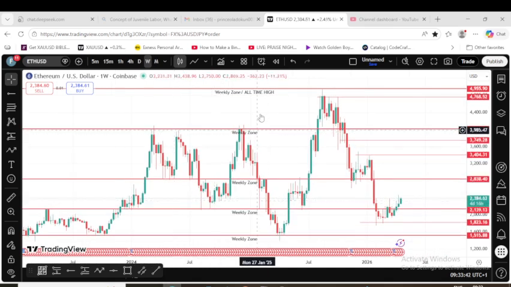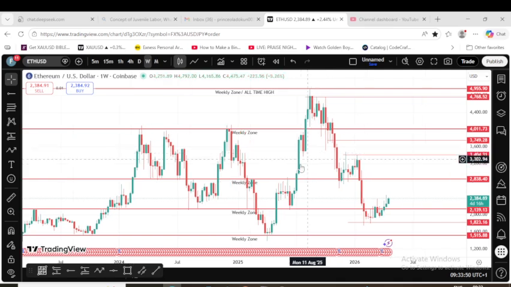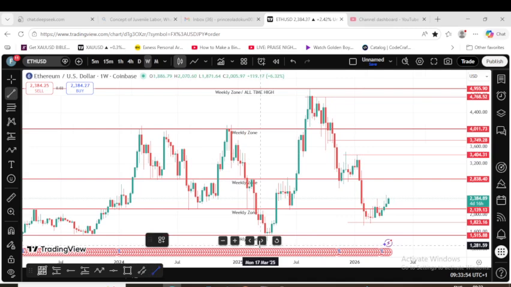Okay, so in the first video we identified our zones on the weekly time frame and on the daily time frame, which are our thin red lines. So the next thing we're going to do is to identify our trend lines. This video is solely for identifying trend lines.